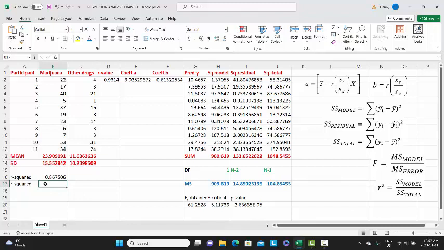And we'll go ahead and do this calculation here. So I'll hit the equal sign, and I'm looking not for the mean square but for the sum of squares of our model. We had calculated that earlier, so it's this cell right here. I'm going to divide, and I need to look for the sum of squares for the total, which we had calculated earlier, and I hit enter, and we see we have the identical r squared that we had calculated simply from squaring the correlation coefficient.